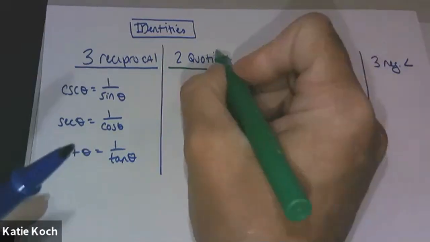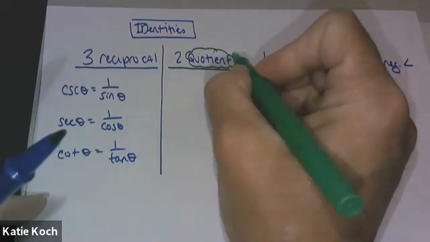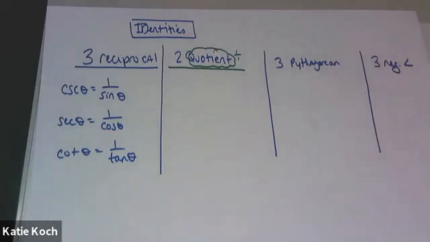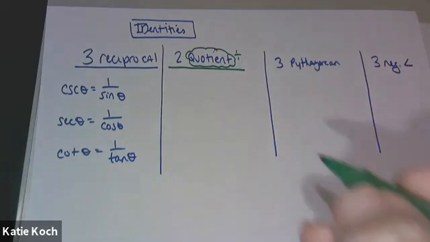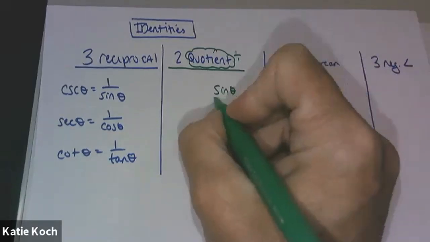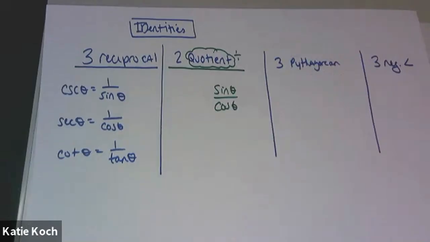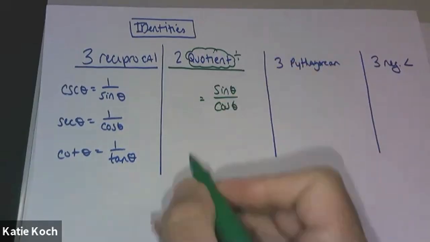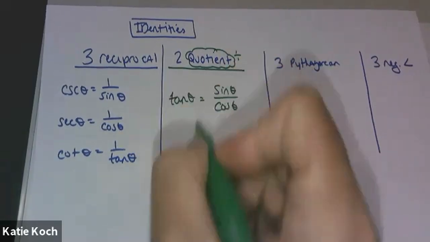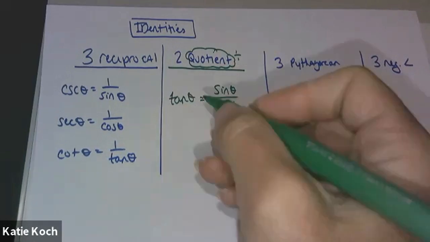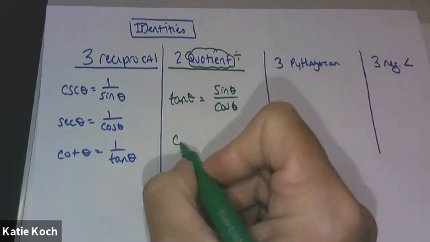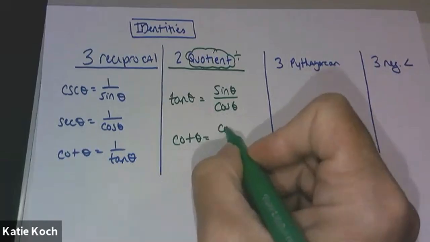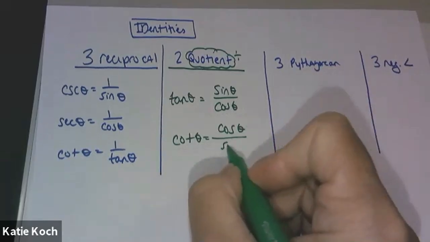Okay, quotient identities. Now, quotient means to divide. And I always think, okay, divide what? Well, let's divide the most common trig ratios that we know about. We're going to divide sine by cosine. And when we divide sine by cosine, we get tangent. Well, if we divide sine by cosine to get tangent, to get cotangent, we're going to divide cosine by sine.